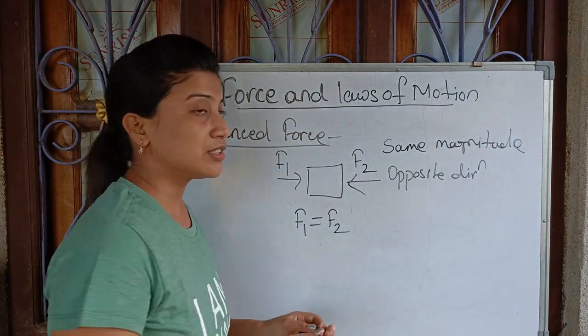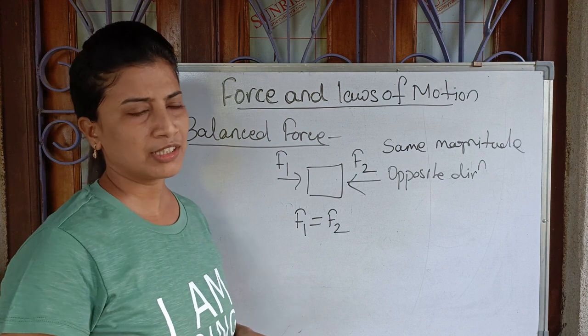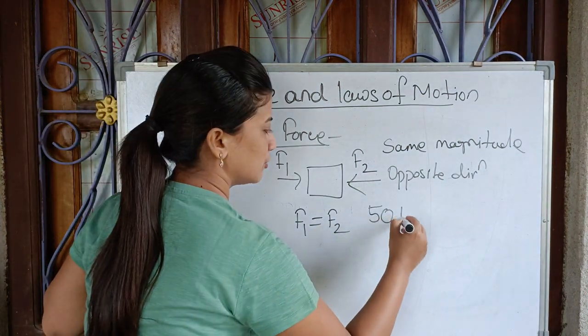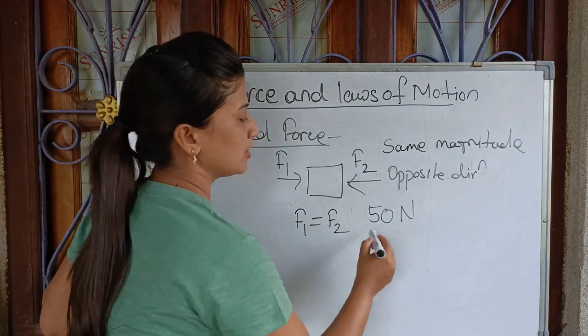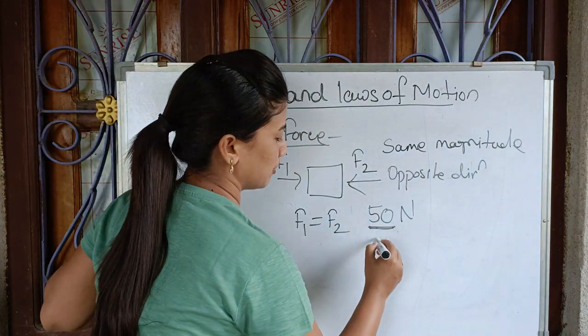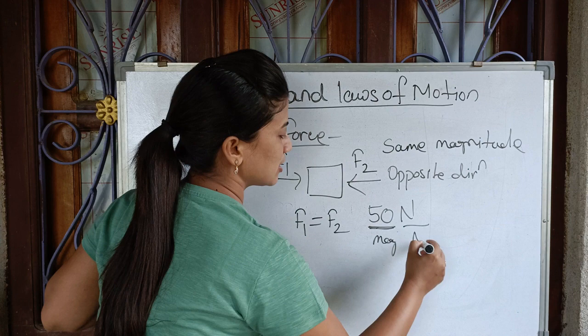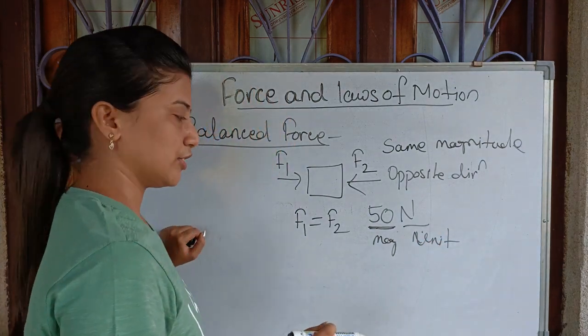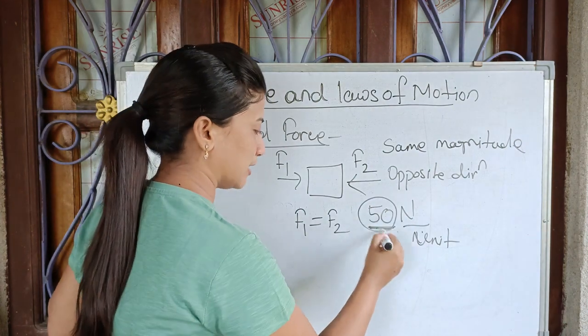So you must be wondering what is magnitude. Magnitude is nothing but the strength of force. If I am writing the force which I have applied is 50 Newton, out of that, 50 is called the magnitude and Newton is the unit of force. I think all of you know Newton is the unit of force, and 50 is called the magnitude.